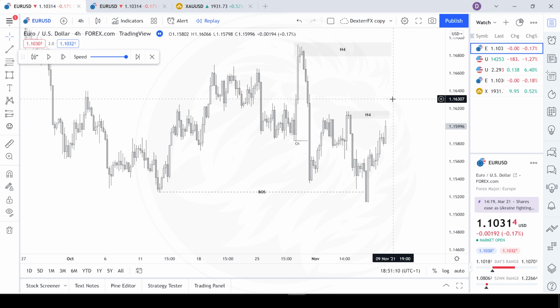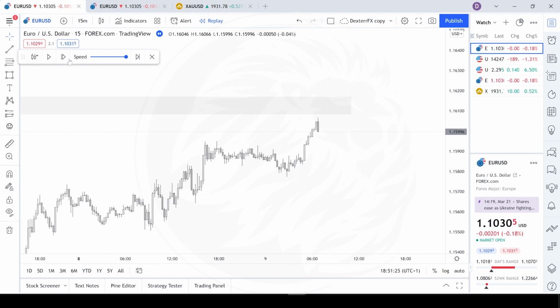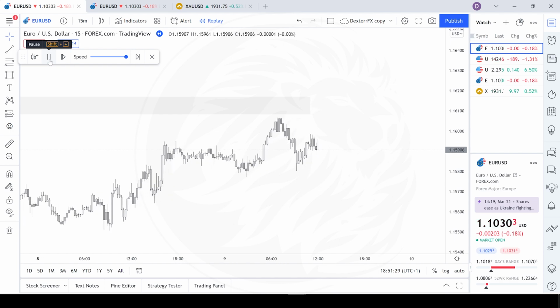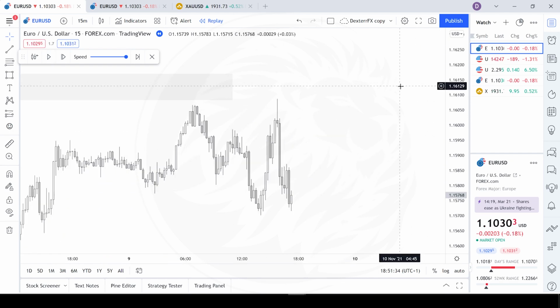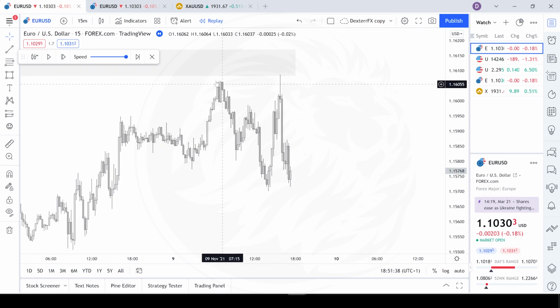If I see a change of character, I can take a flip entry into the M15 chart, because I'm following the H4. So I will go into the M15 here and see if we can have some sort of chart, but I'm waiting for the price to come back into my POI. Okay, perfect. Price came back here into the POI. So I have a chart.